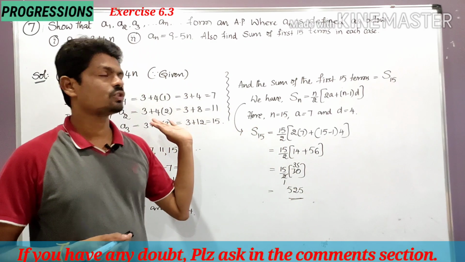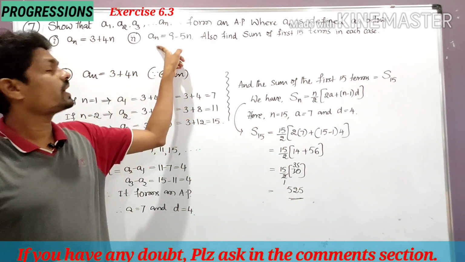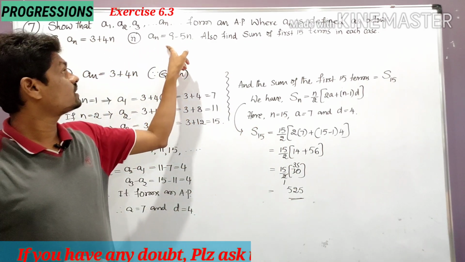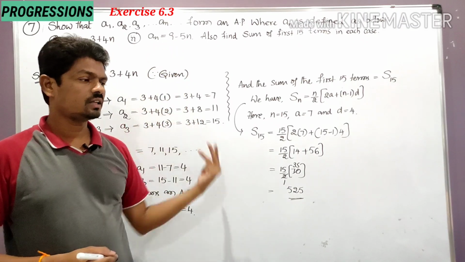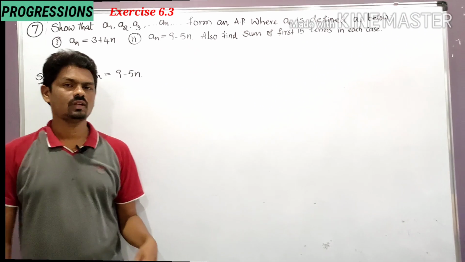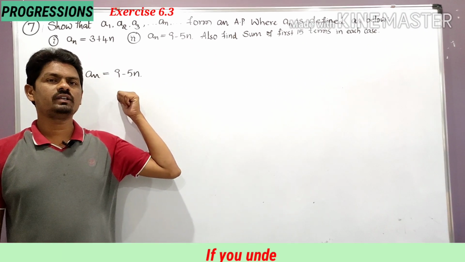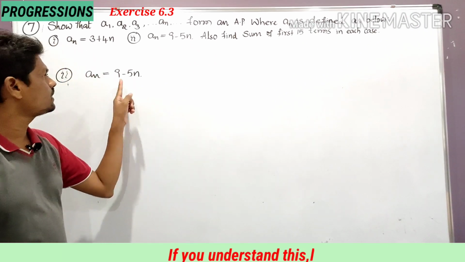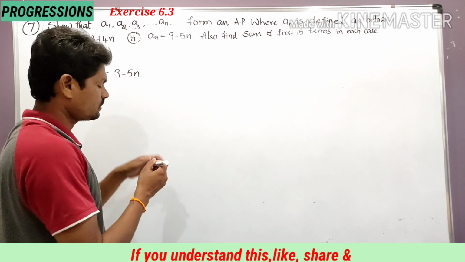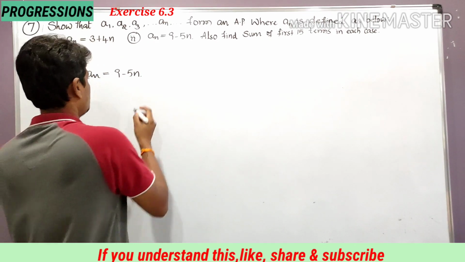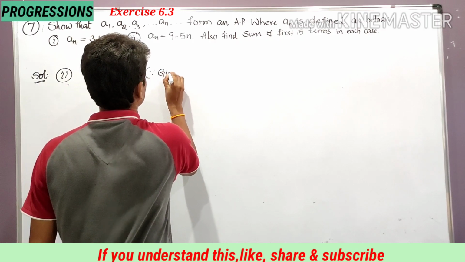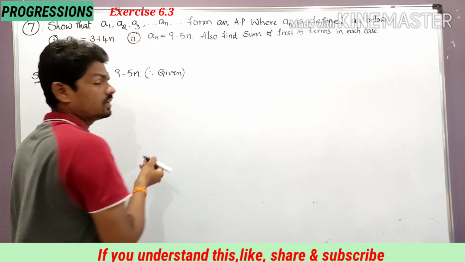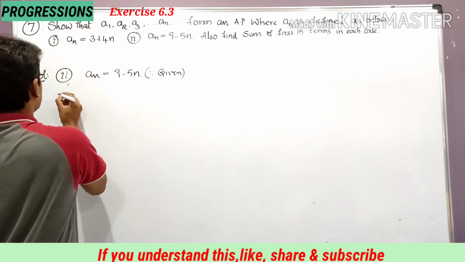So this is the first one, student. Next we have to find the second one. In the second problem, a_n is equal to 9 minus 5n, he has given. So in the same way we have to solve it, student. This is the second part in the seventh problem. So he is asking us to find a1, a2, a3 and check whether it forms an AP or not.